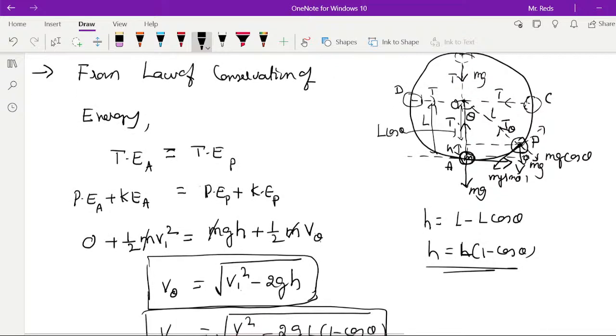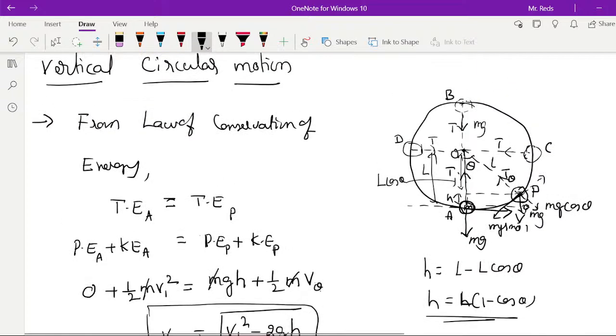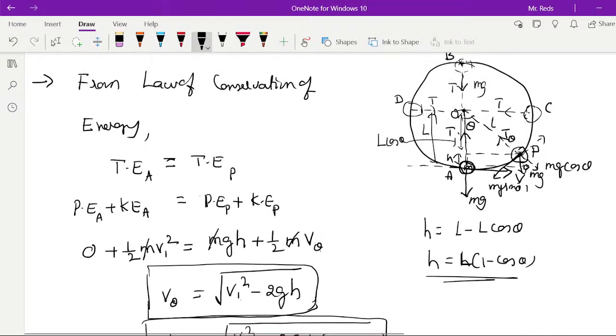Now, if you observe the bottommost point and topmost point, for the string to just cross this topmost point, it should have at least 0. It shouldn't have a tension 0 or less than that. It should have more than 0 tension. That means it should have a minimum value of tension. Then only it can cross this position. Here the difference between these two gives you centripetal force. Here the sum of these two, T and mg, will give you centripetal force.